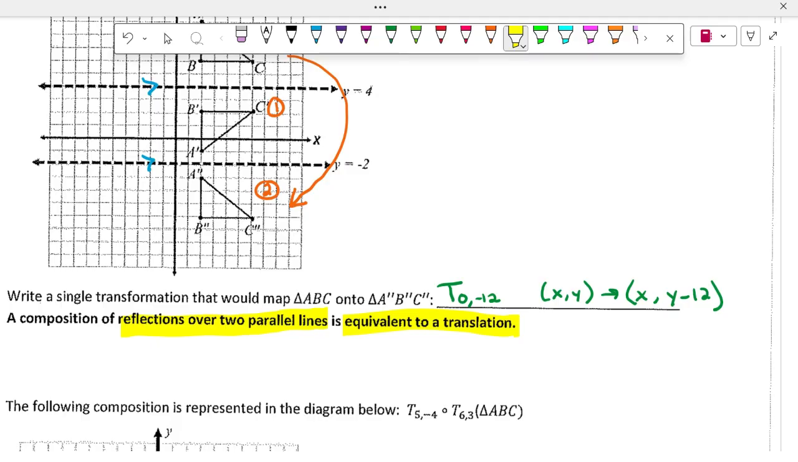So if you do two reflections over parallel lines, like x equals 1 and x equals 3, those are parallel. y equals -2 and y equals 4, parallel. y equals x plus 2, parallel. As long as they're parallel and you reflect over them in composition, it's the same thing as just doing a translation.